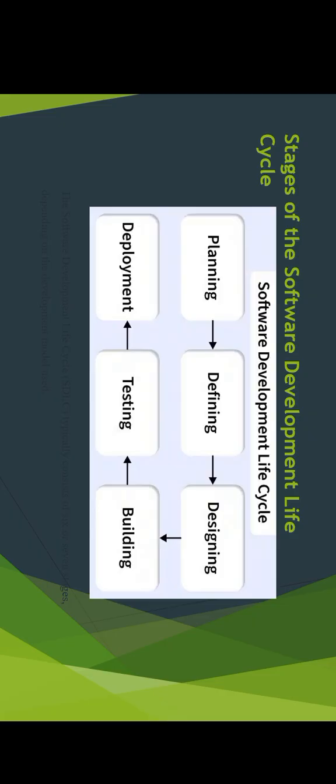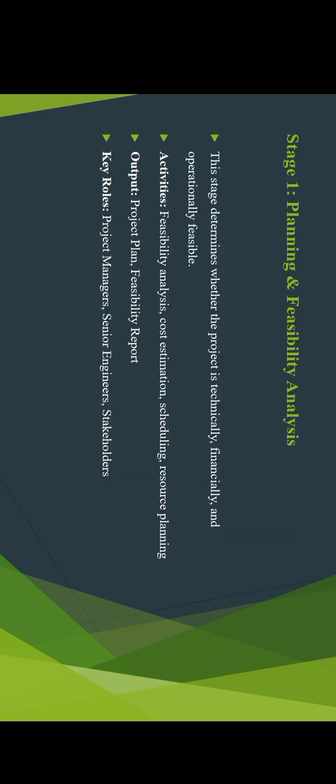Next are the stages of the software development life cycle. There are six stages in the software development life cycle. Let us see them one by one. First is planning, second is defining, next designing, building, testing and deployment. These are the step by step processes of the software development life cycle, and these are the stages or phases.